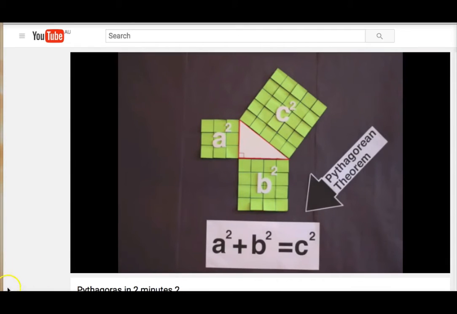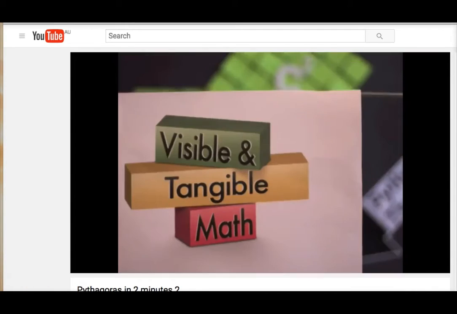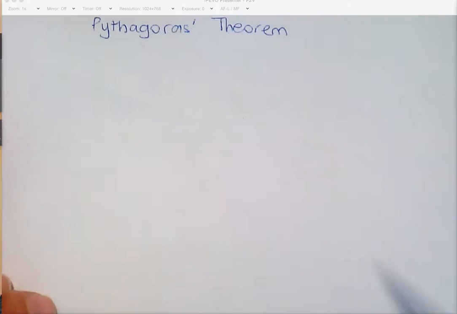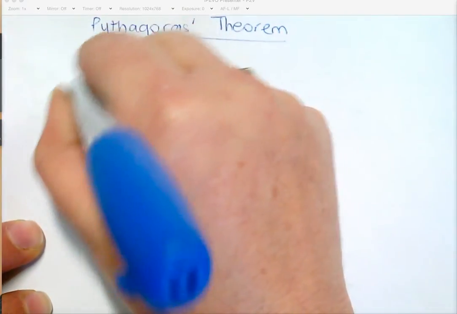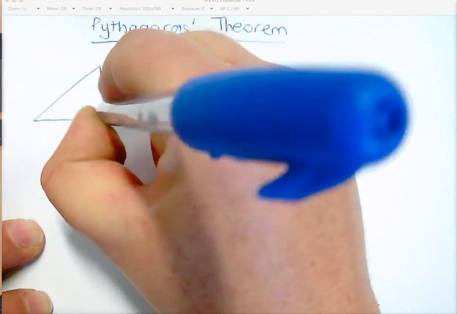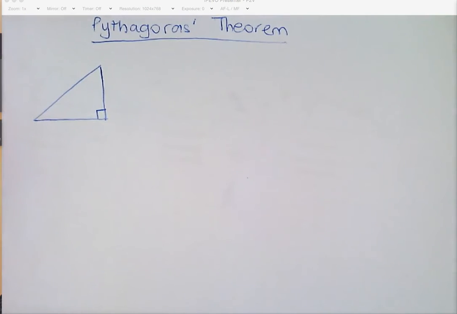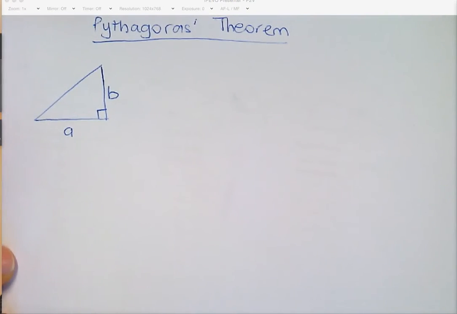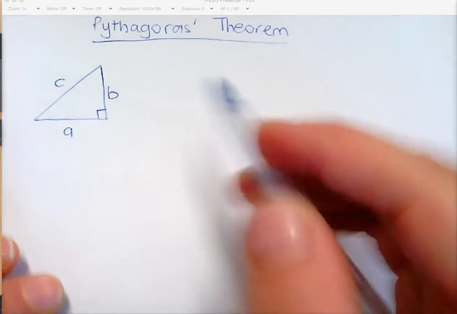One sec. So that's Pythagoras' theorem. Now we're going to write some notes on this. After looking at that, we're going to write out the rule for Pythagoras' theorem. Remember that Pythagoras' theorem only works for right-angled triangles. Now, when you do Pythagoras' theorem, girls, we call the two shorter sides A and B, and the longer side is what? C? Okay?